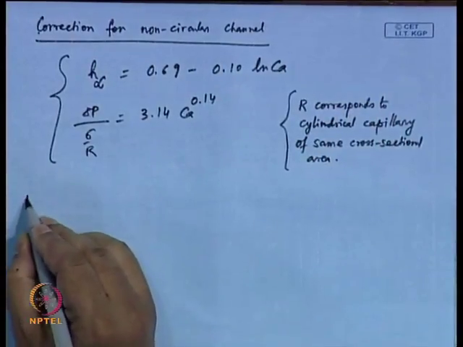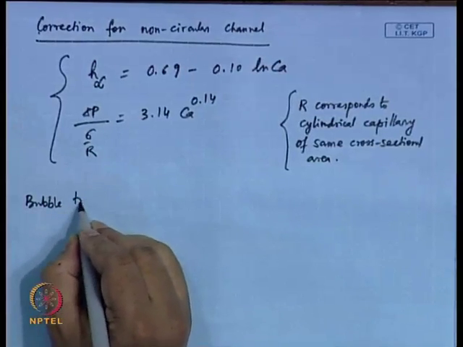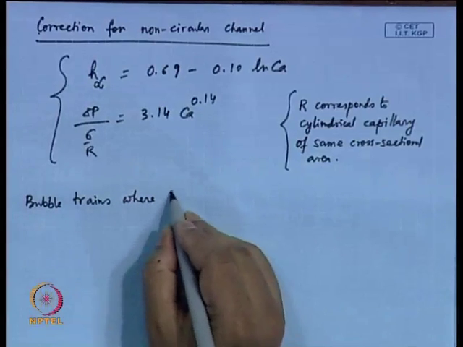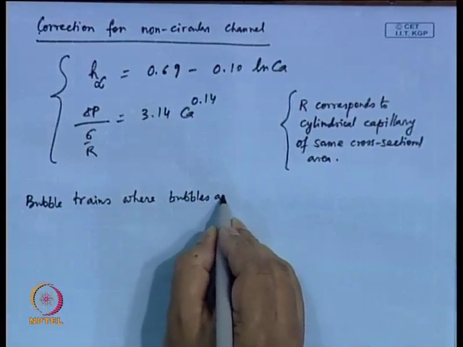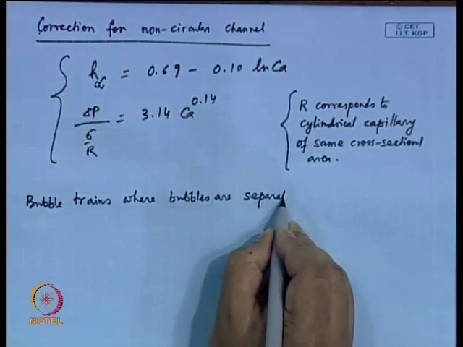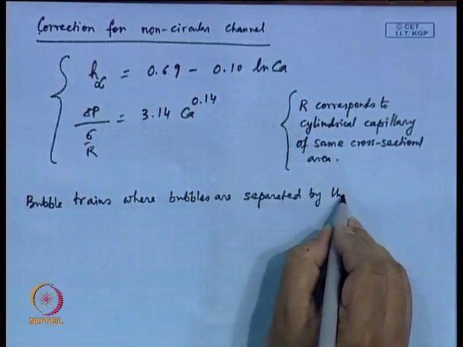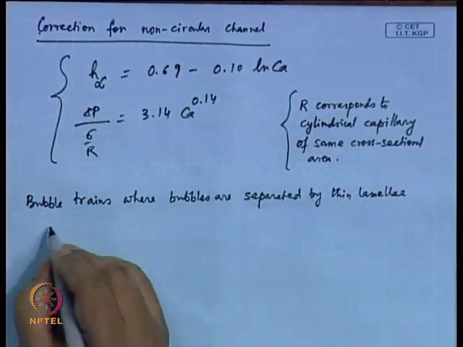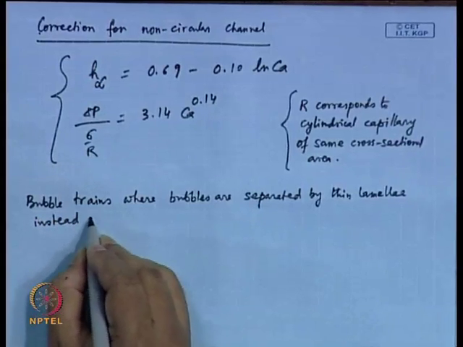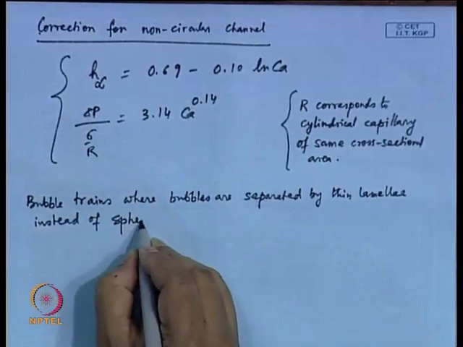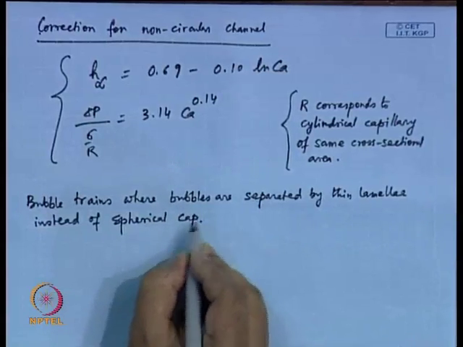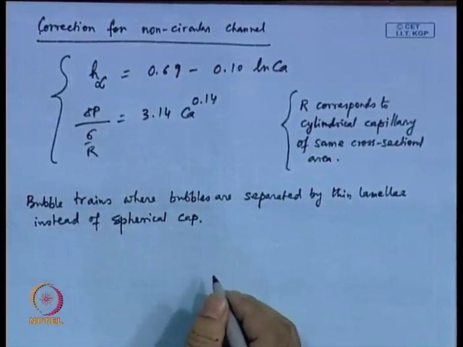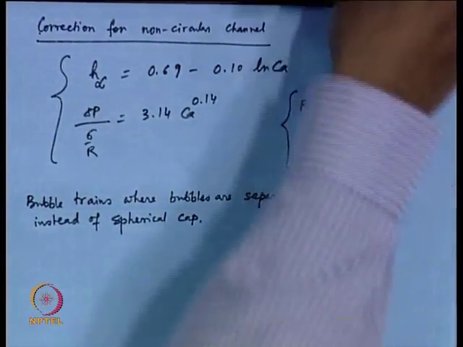What they have done is, for bubble trains where bubbles are separated by a thin lamella instead of a spherical cap, one can come up with a radius.